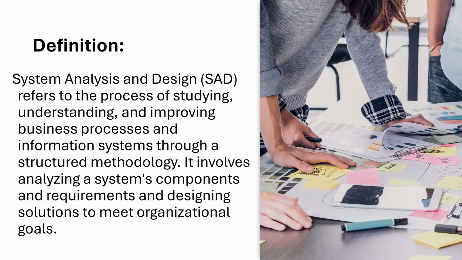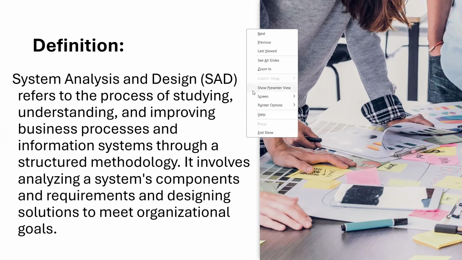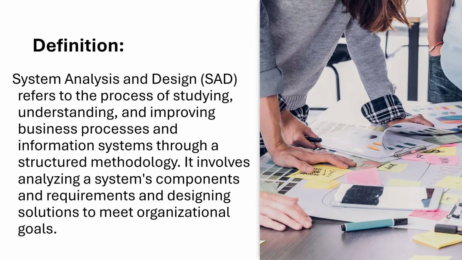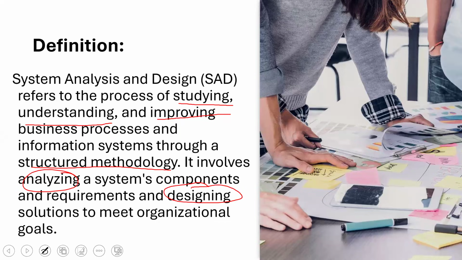System analysis and design refers to the process of studying, understanding, and improving a business system. Very, very key elements: process of what? Studying, understanding, and then improving a business process and information system through a structured methodology. It involves analyzing a system's components and requirements and designing solutions to meet organizational goals.